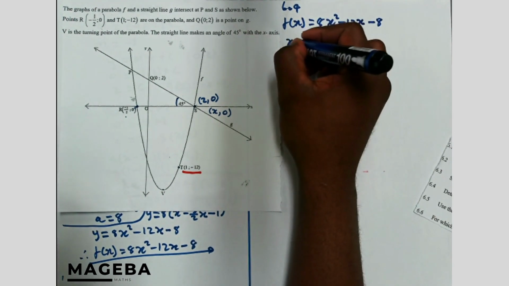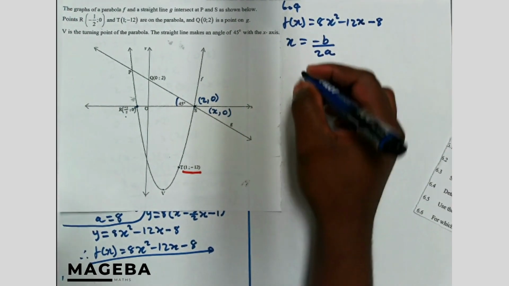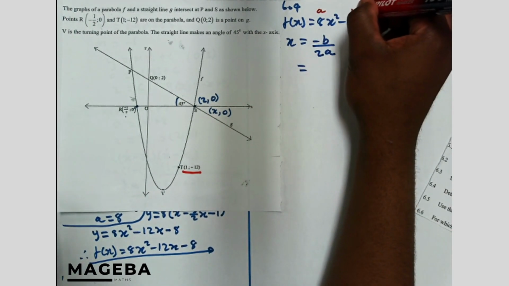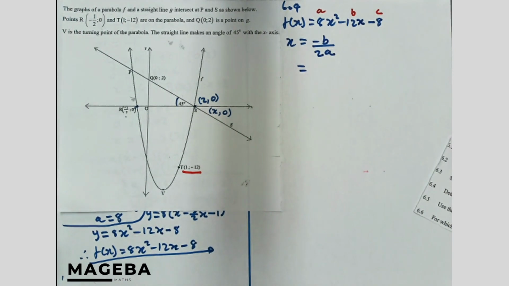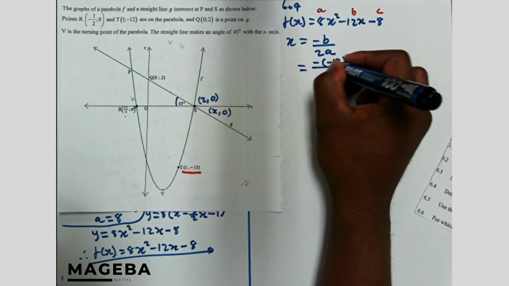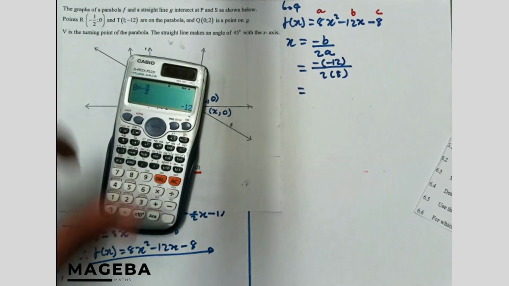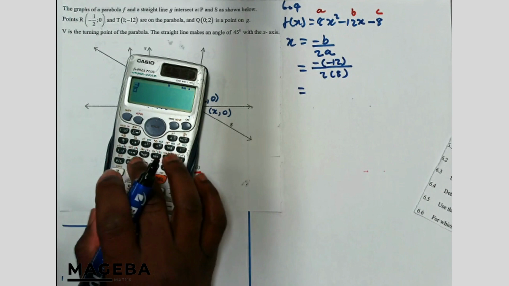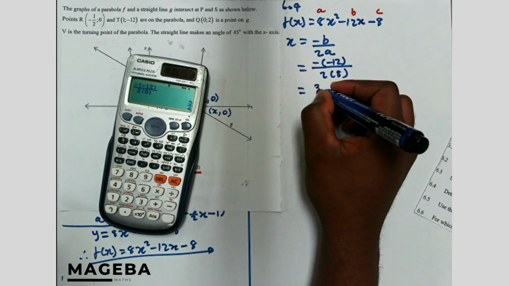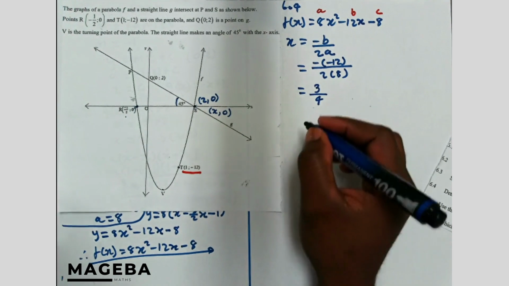We find the x of a turning point of a parabola is equal to minus b all over 2a, and then from here we substitute. I hope you still remember that this is my a, this is my b, and then this is my c. Then negative into negative 12 all over 2 into 8, and then equals to, negative into negative 12, and then 2 into 8, it's what? It's 3 over 4, and then this is my x coordinate of a turning point.